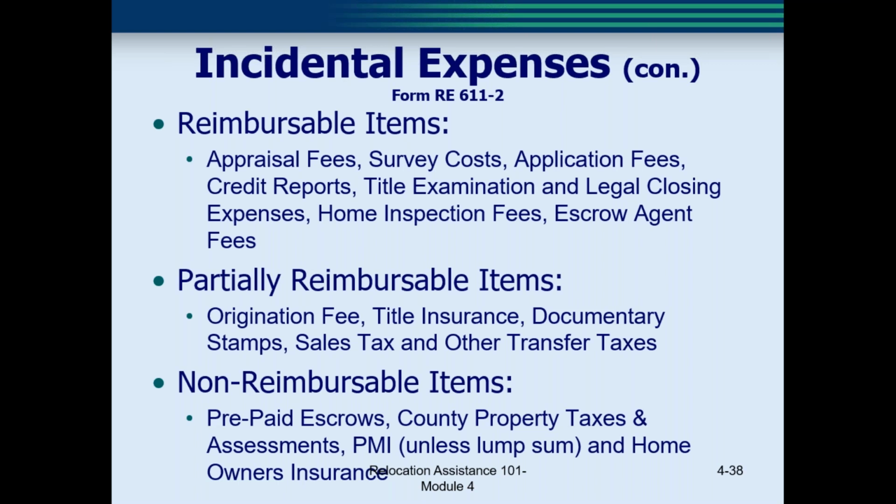So in this case, you're going to prorate what the cost would be if it were based on a $225,000 home, which was the prime comp, not the more expensive home that they chose to buy. Other costs that are tied to the sales price, such as documentary stamps, sales tax, and other transfer taxes, would also be limited by the cost of the prime comparable selected by the agency.